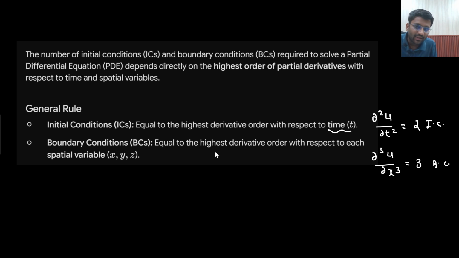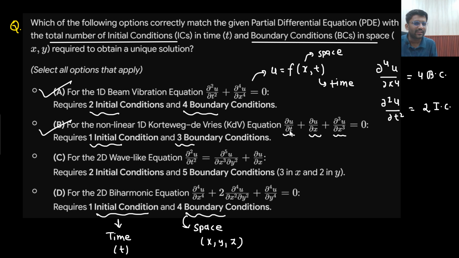What has been written here? Highest derivative order. I need to see the highest derivative order. So, sir, in time t, it has been differentiated once. In space, it has been differentiated 3 times. Next. Sir, in time t, it has been differentiated 2 times. That means you would require 2 initial conditions. Sir, in space, it has been differentiated a maximum of 5 times. That means you would require 5 boundary conditions. But sir, 3 in the x direction and 2 in the y direction. Correct.